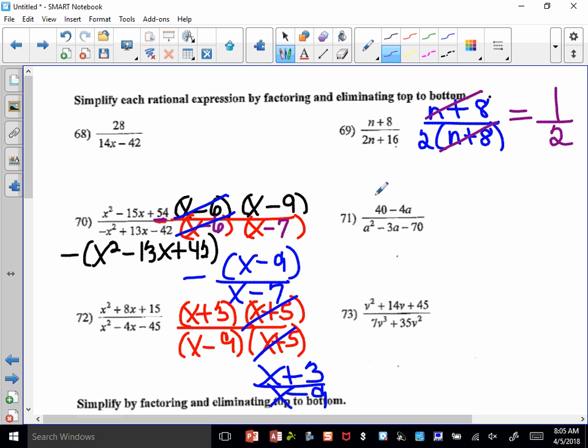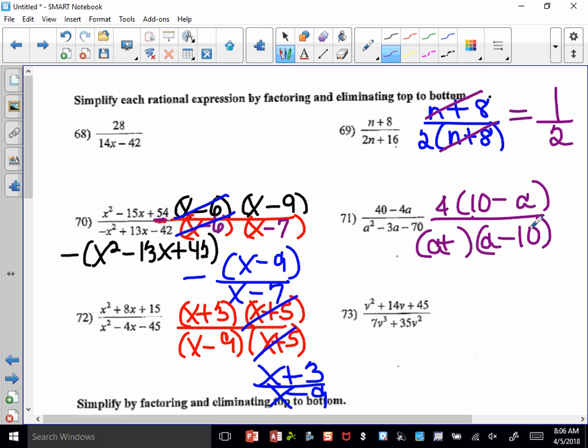All right, so what can I factor out here? 4. So that's going to give me 10 minus a. Okay, let's do the bottom. So I have a and a, that gives me a squared. So what times what gives you negative 70? So one has to be a plus, one has to be a minus. That will equal a negative 3. Negative 10, positive 7. Okay.